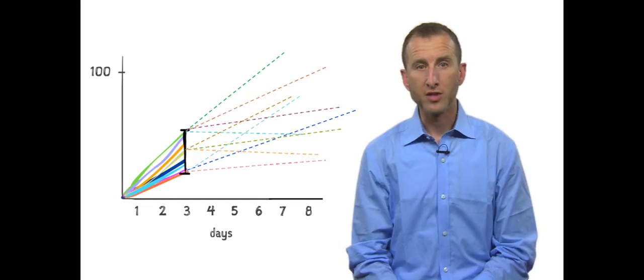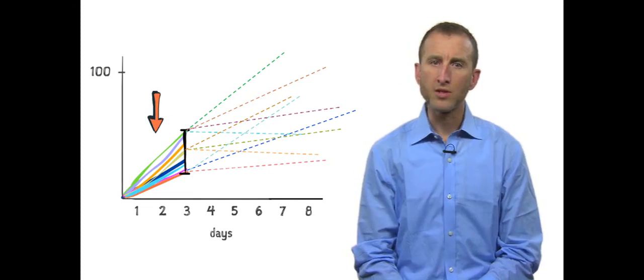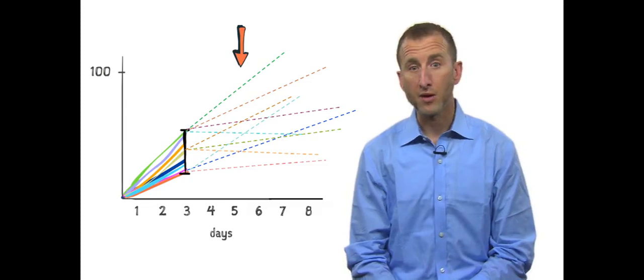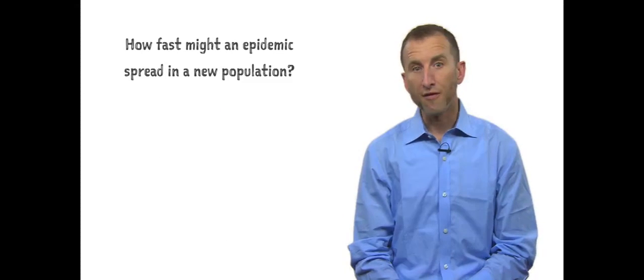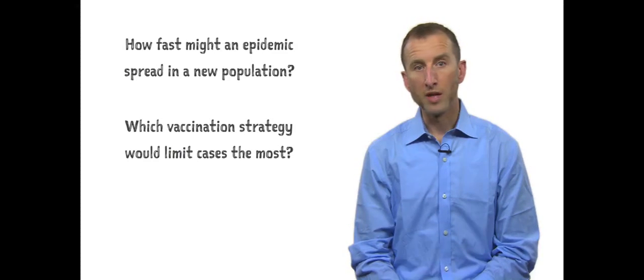Models are often used to describe the patterns that we've already observed in the past, and models are commonly used to try to forecast patterns that might occur in the future. In the best-case scenario, models are developed and evaluated based on their ability to replicate the patterns of the past, then used to try to predict the future. And we can express our confidence in the prediction of the future based on their ability to replicate the past. We can then use these models to project things like how fast might an epidemic spread in a new population, or which vaccination strategy would limit cases the most.